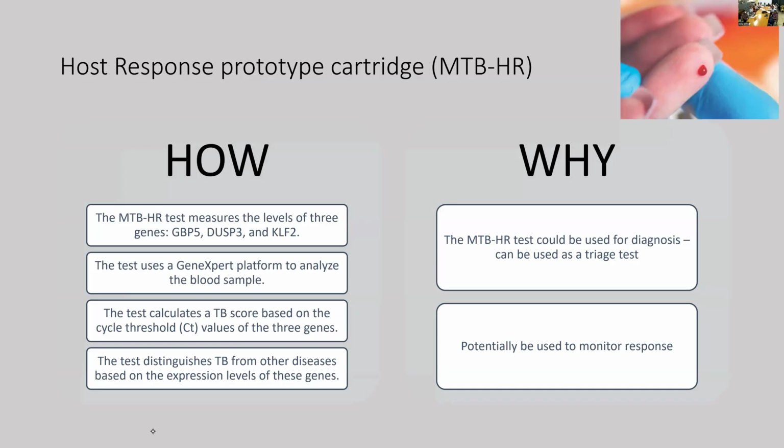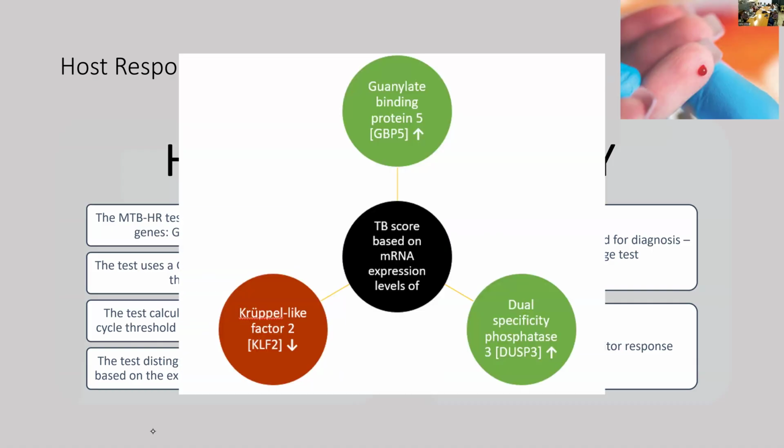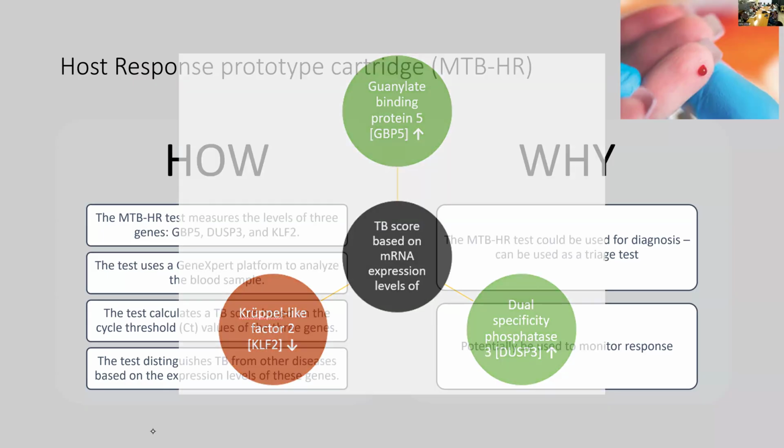So the MTB host response test measures the levels of 3 genes. These are the 3 genes that have been studied: the guanylate binding protein, as well as the dual specificity phosphatase 3 and the Kruppel-like factor. So in patients with TB, what happens is the mRNA expression of these 2 genes increases and the mRNA expression of this gene decreases. Based on that, they calculate a score and then they interpret the results.